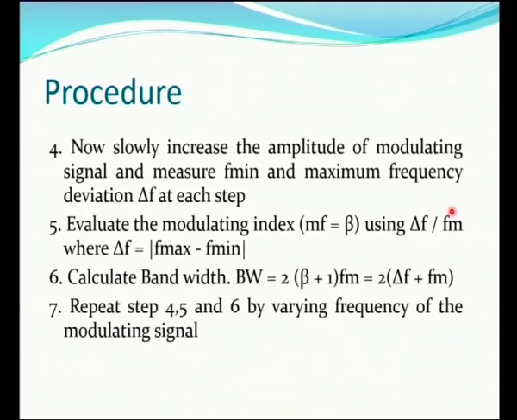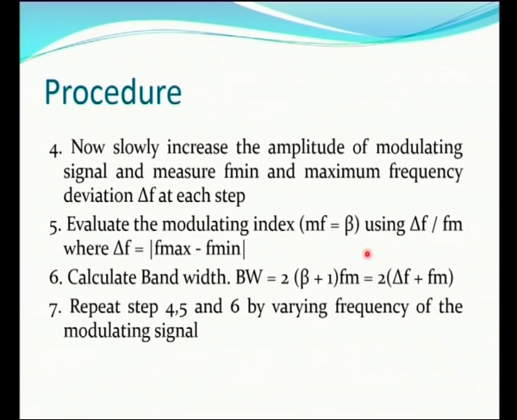Once you get the beta value, applying Carson's rule, we can obtain the bandwidth of this narrowband signal, which will be equal to 2 times (1 plus beta) times Fm. 2 times (beta plus 1) or (1 plus beta), both are the same, times Fm. Or you can also use another expression to calculate the bandwidth required for the FM signal as 2 times (del f plus fm). Tabulate in your observation table.